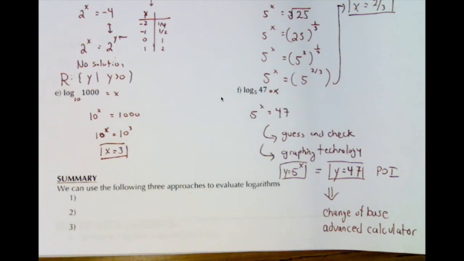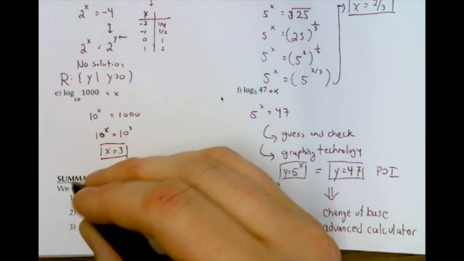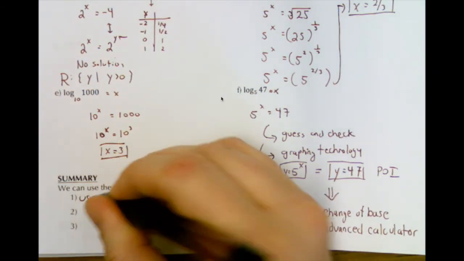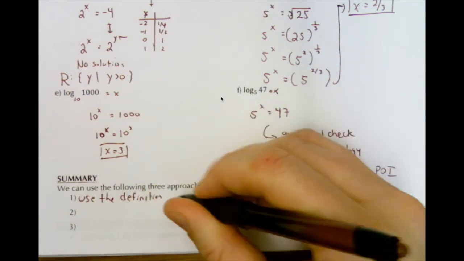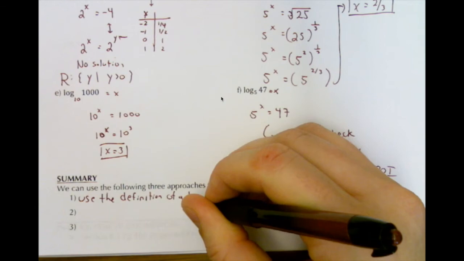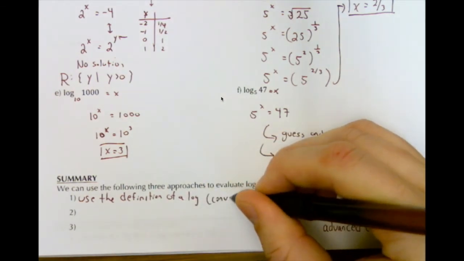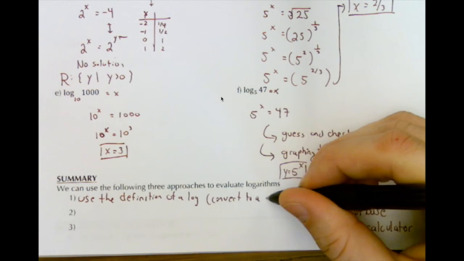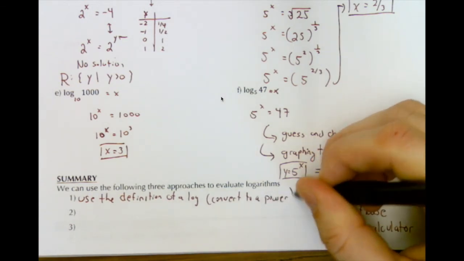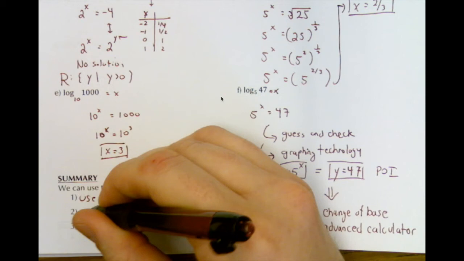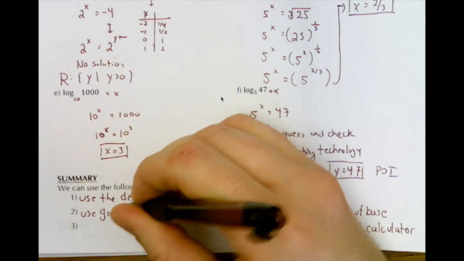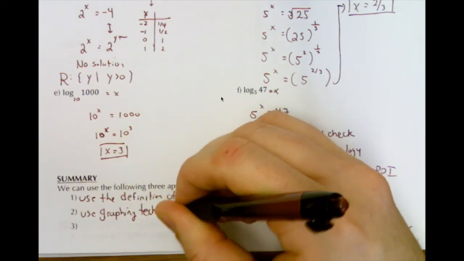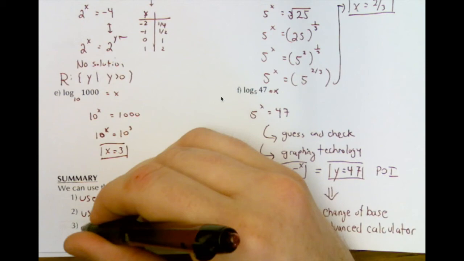But for now, basically we have three strategies for evaluating a logarithm. The first is to use the definition of a logarithm, by converting to an exponent, or sorry, a power. The second would be to use graphing technology. And the last is actually just to use guess and check.